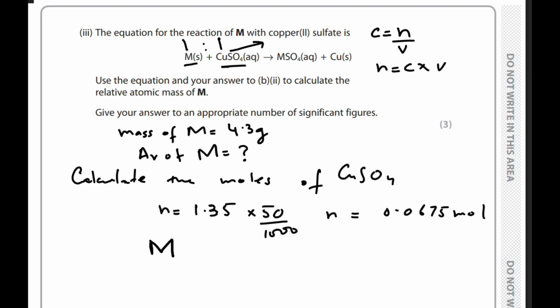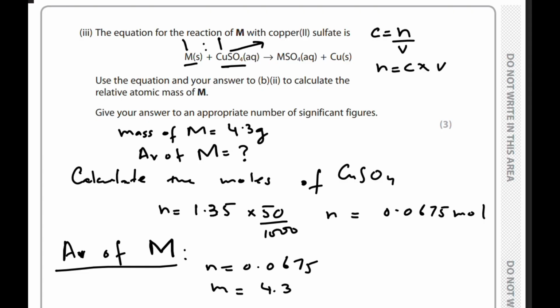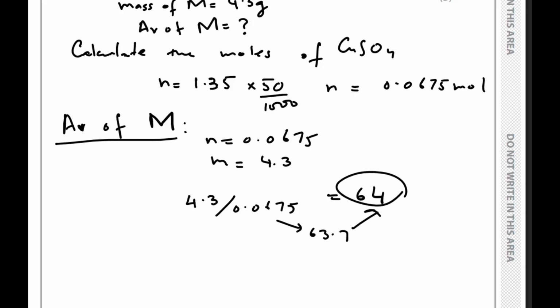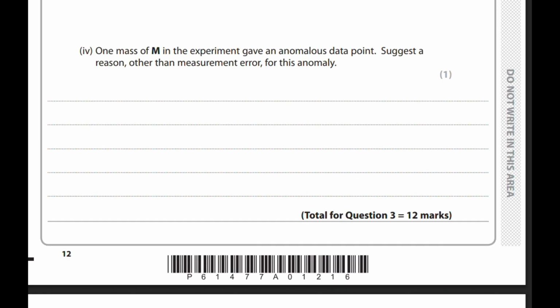Now we need to calculate the relative atomic mass of the metal. Now we have the number of moles of metal and we have the mass of metal as well. So through moles and mass, we can calculate the relative atomic mass of this metal, and that is equal to 64. Basically, the correct value is 63.7, and if you round off, it comes to 64. So this is all for this question.